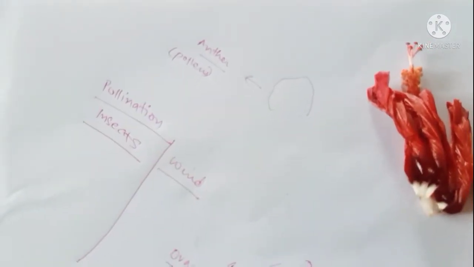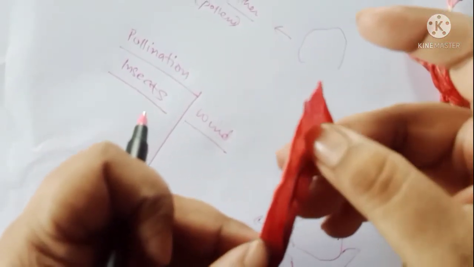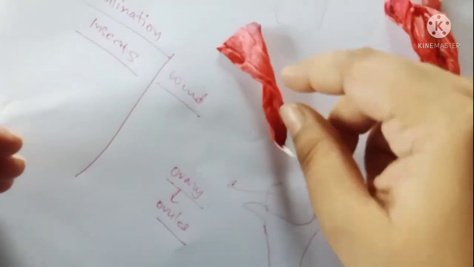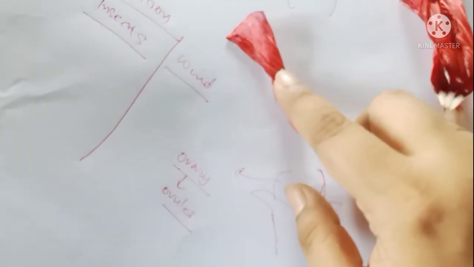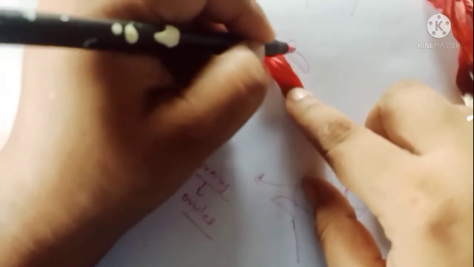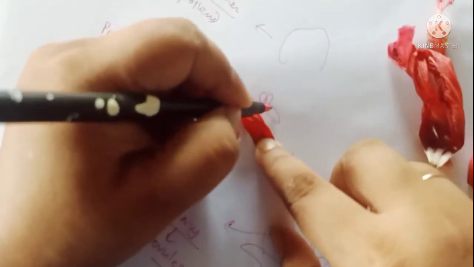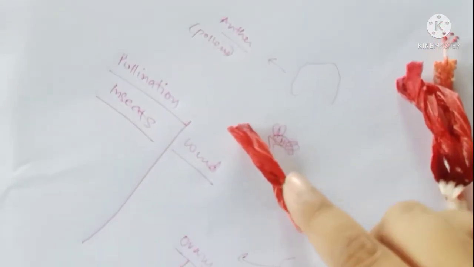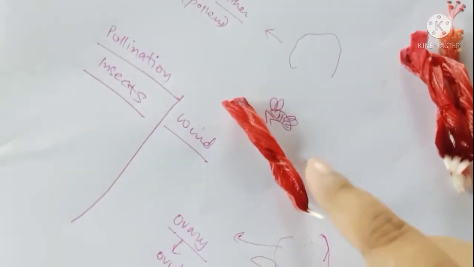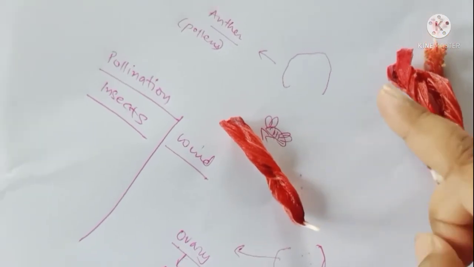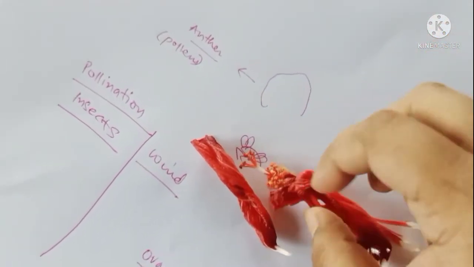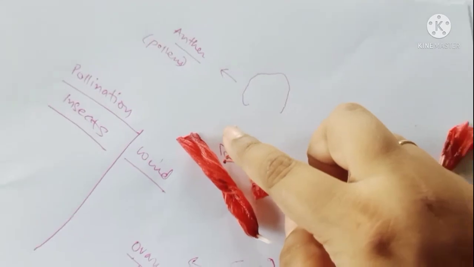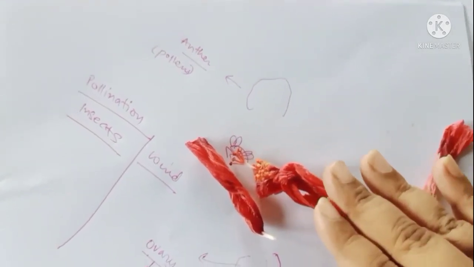So in pollination by insects, as you can see, these petals are very large and very brightly colored. And what is the reason for this bright color? To attract the insects. The insects will come. I hope you can understand, that's a bee which is coming. So the insects get attracted to these petals, and the pollen grains stick to the anther. Since the anther is always ready with the pollen grains, they get stuck over here.